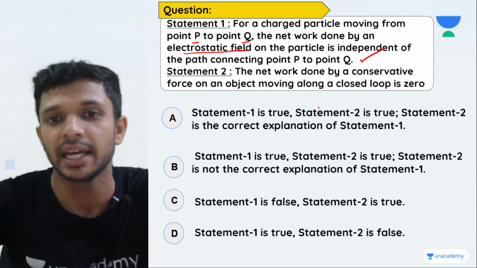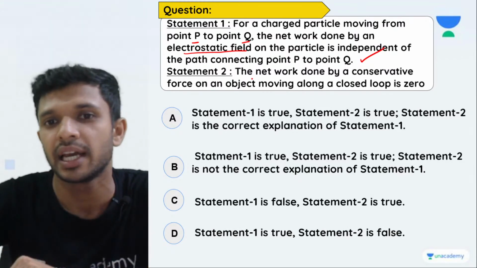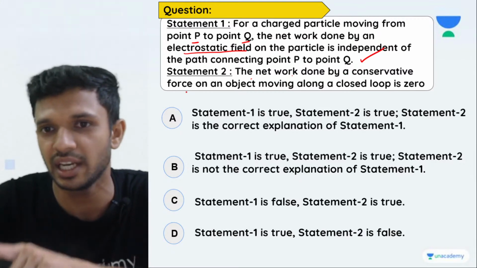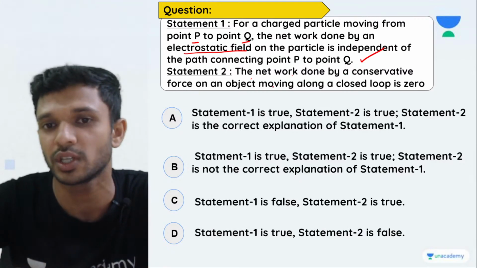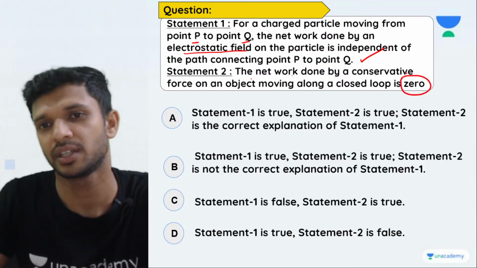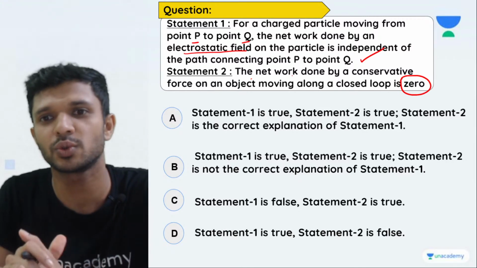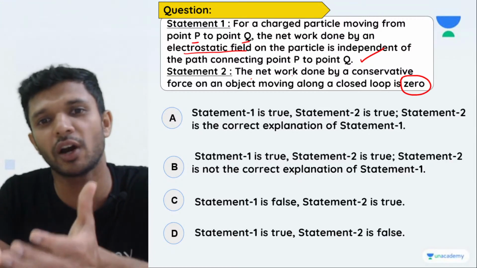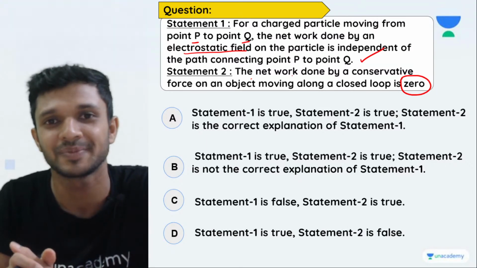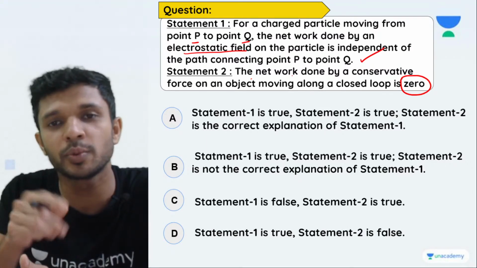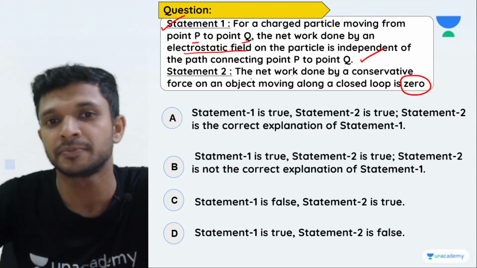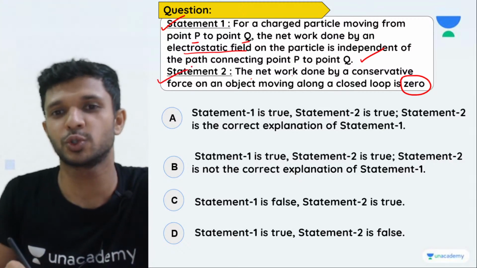Now let us look into the second. The net work done by a conservative force on an object moving along a closed path is 0. True or false? That is also true. That is another property of conservative force. If a conservative force is doing work on a body, the work done in a closed loop is equal to 0. Which means statement 1 is correct and statement 2 is also correct.